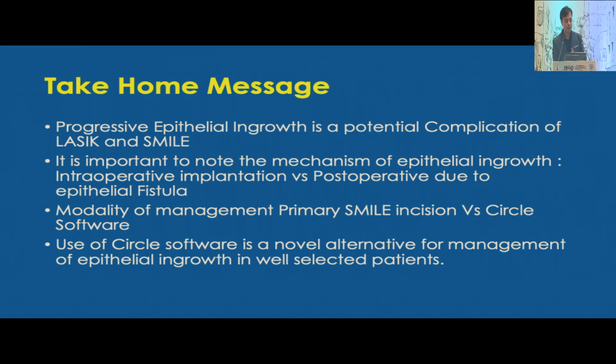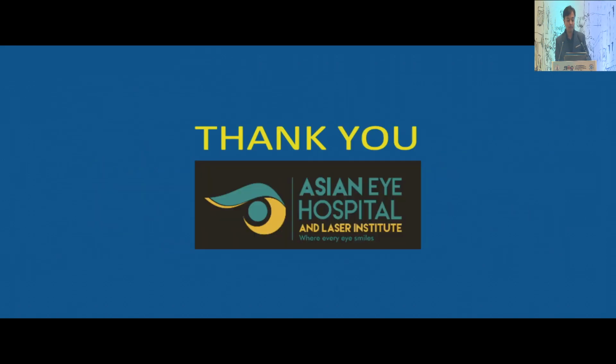So basically the take-home message is that progressive epithelial growth, fortunately, is uncommon both post-LASIK and post-SMILE. Post-SMILE it is even rarer. But it is important to note the mechanism of epithelial growth. If it is post-SMILE, is it because of intraoperative implantation versus postoperative due to an epithelial fistula? Depending on that, your modality of management will change. And of course, the Circle software can be used as a novel alternative to management of epithelial growth in very well selected patients. Thank you very much for your kind attention. Thank you.